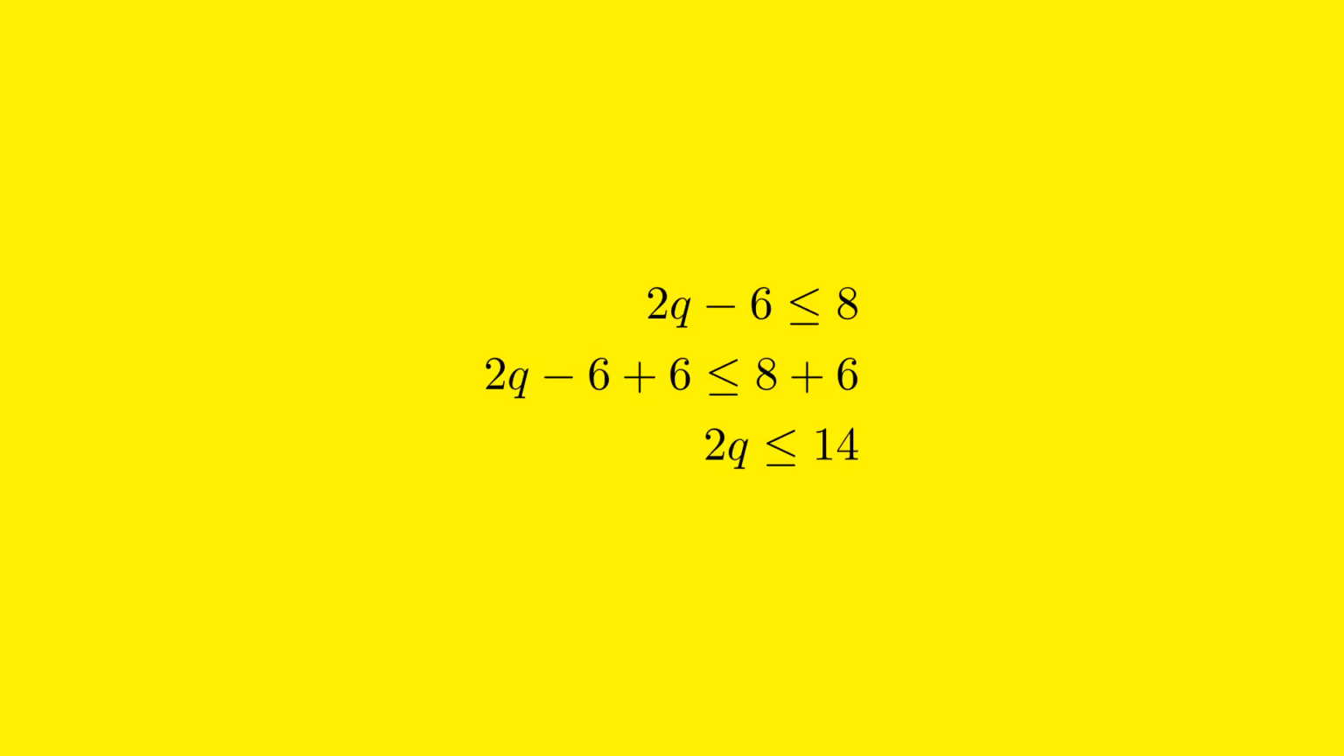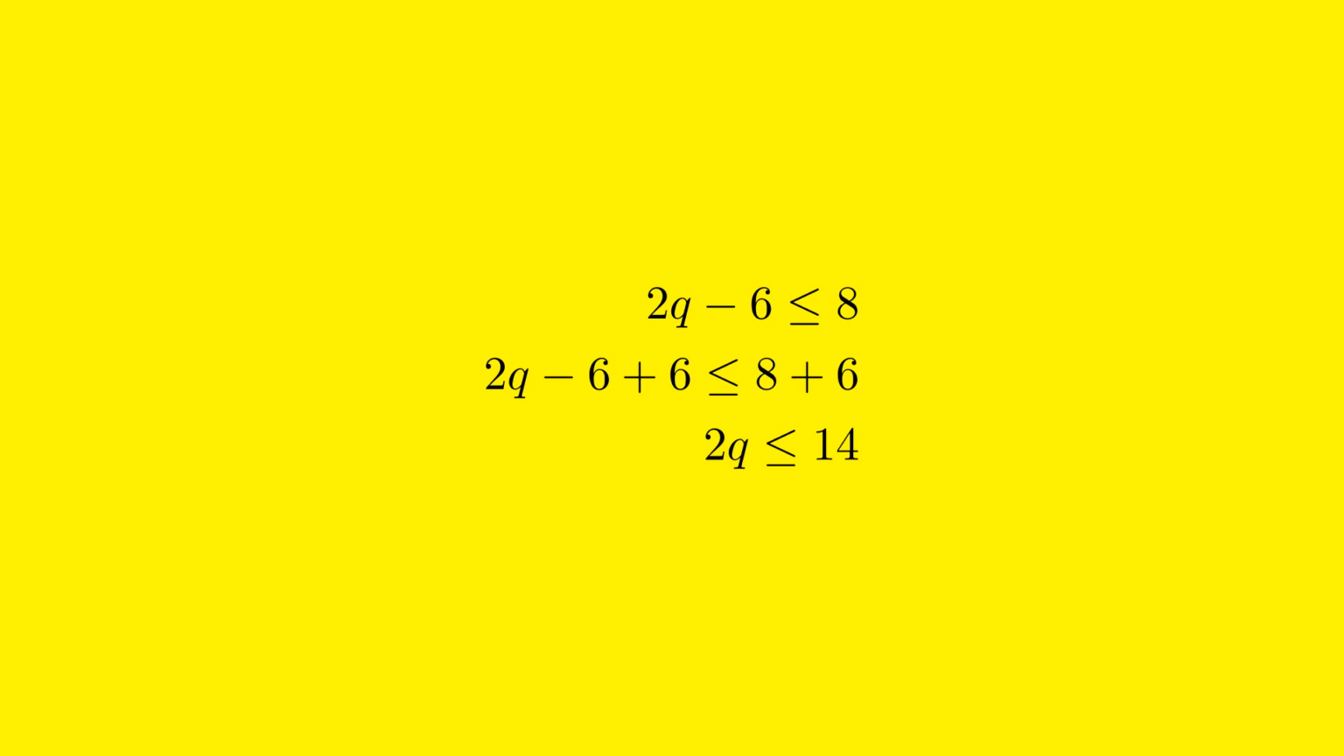To solve the inequality 2q minus 6 is less than or equal to 8, follow these steps. Step 1. Start by isolating the variable term, which in this case is 2q. We do this to get closer to finding the value of q. Currently, the inequality says 2q minus 6 is less than or equal to 8. To isolate the 2q, we need to eliminate the minus 6 from that side. The way to do this is by performing the opposite operation, which means adding 6.